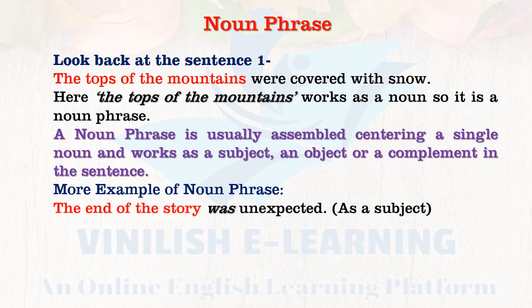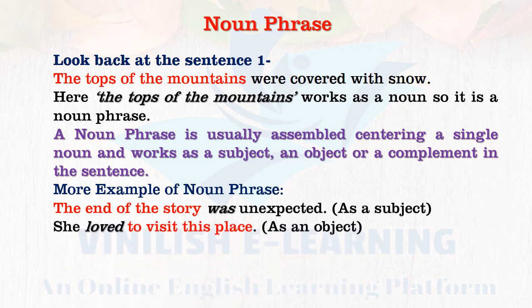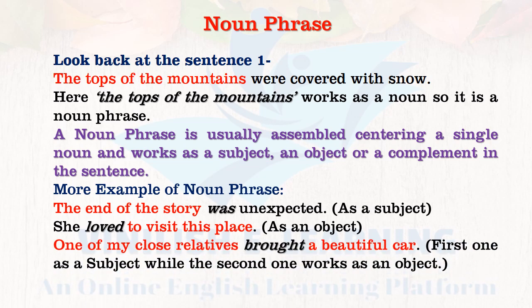The end of the story was unexpected. Here, the end of the story is working as a subject to the verb was. She loved to visit this place. Here, to visit this place works as an object to the verb loved. One of my close relatives brought a beautiful car. Here, the first phrase, one of my close relatives, works as a subject to the verb brought, and the second phrase, a beautiful car, works as an object to the verb brought.